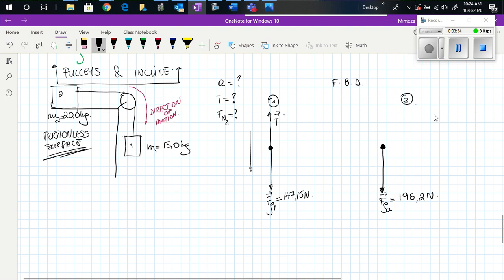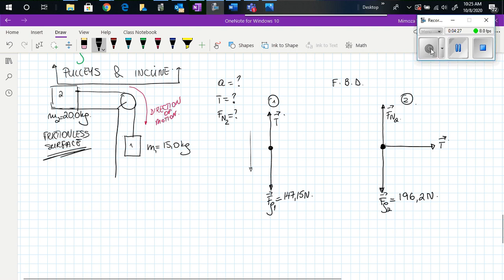Notice here that we don't change the way that we draw the tension on the free body diagram. It starts from the object and goes along the string, and the string on object 2 is horizontal, so it is something like this. Since the object is on a surface, the third force that the object is experiencing is a force normal of object 2. And since we do not have friction or an applied force, those are the only forces that object 2 is experiencing.